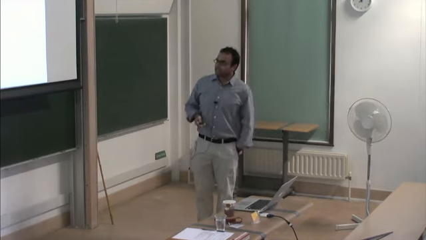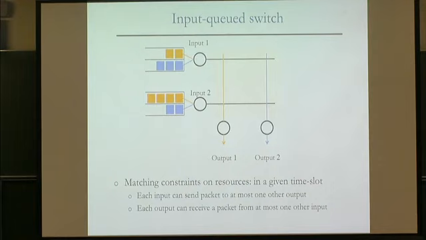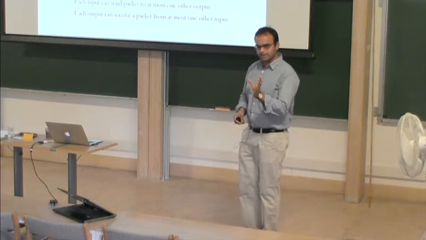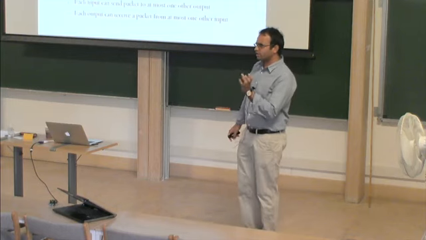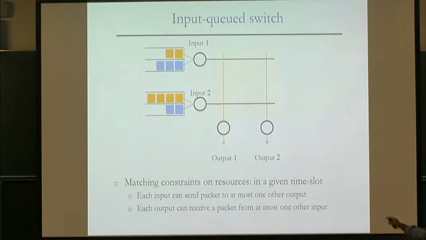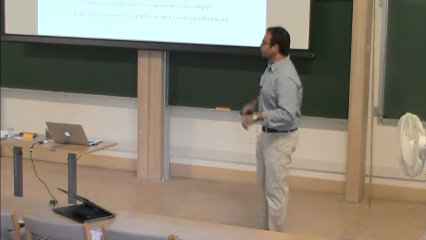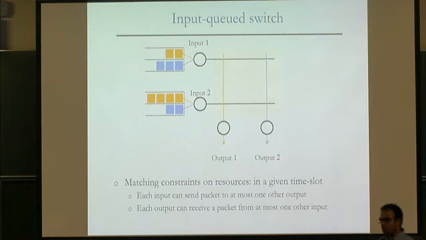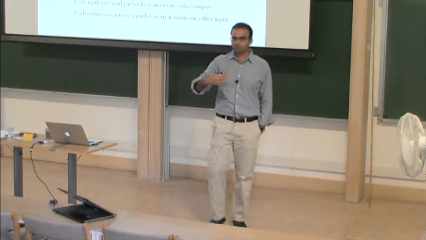Right, so what are the constraints? The constraints are the matching constraints. I'm assuming that the system is operating in discrete time in a nice synchronized fashion. That is, in a given time slot, each input port can transfer one packet from one of its queues to the appropriate output. Each output can also receive one packet in a given time from one of the inputs.